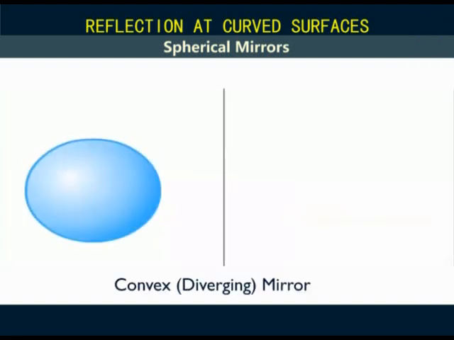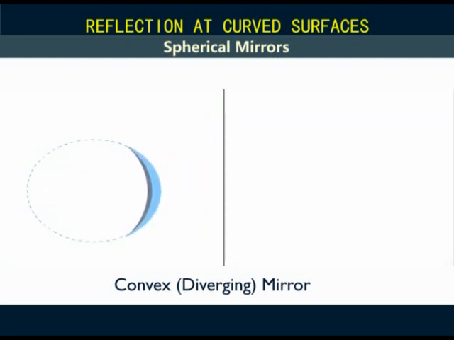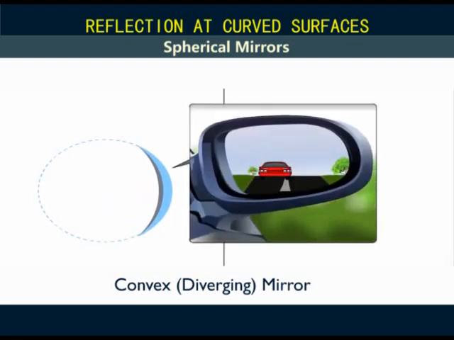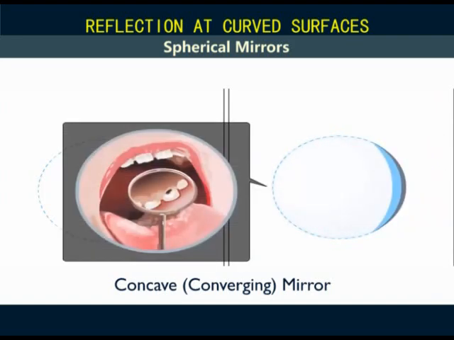A convex mirror reflects light from its outer spherical surface and has a silver coating on its inner surface. They are normally used as driving mirrors in vehicles. A concave mirror reflects light from its inner spherical surface and has a silver coating on its outer surface. They are used by dentists to examine teeth.